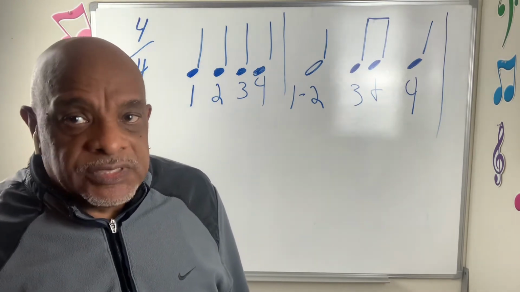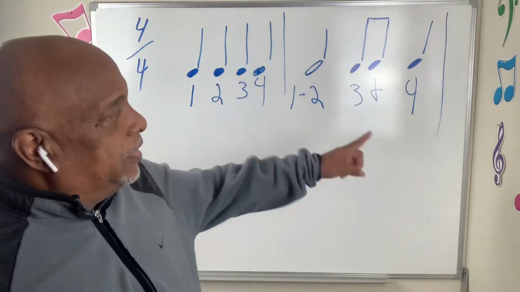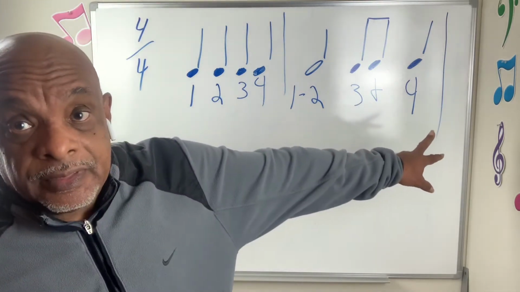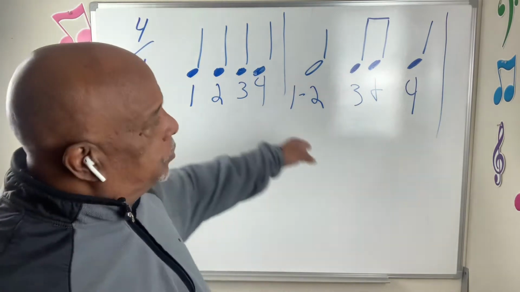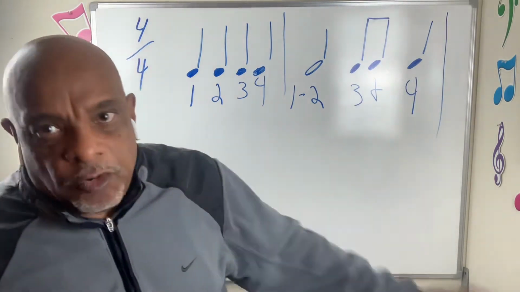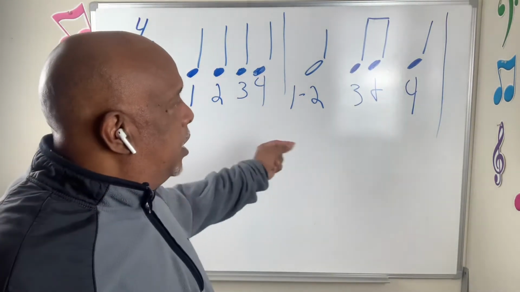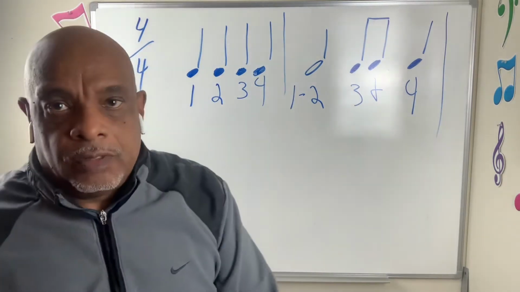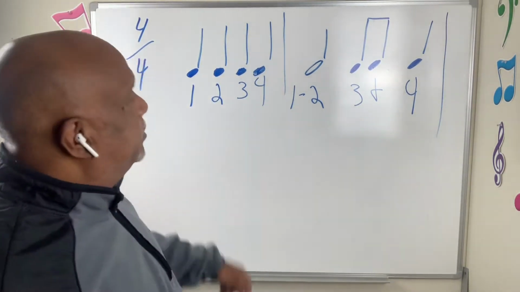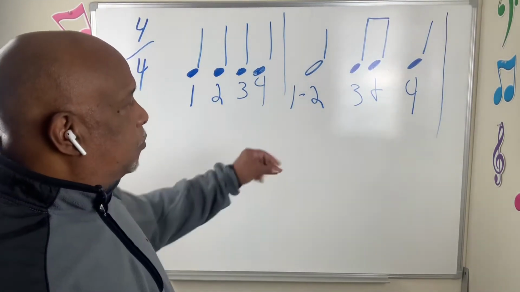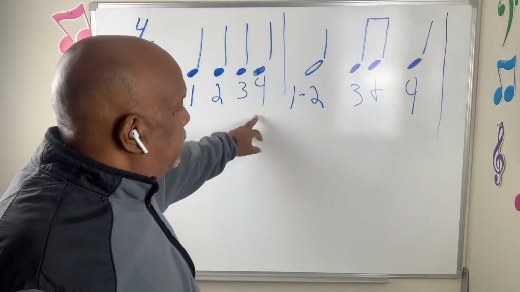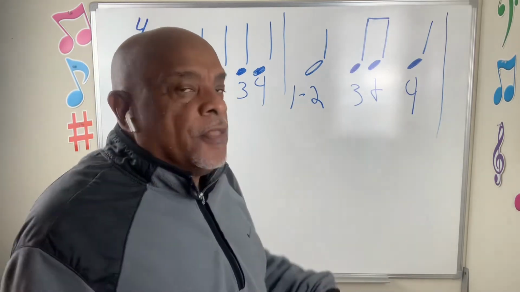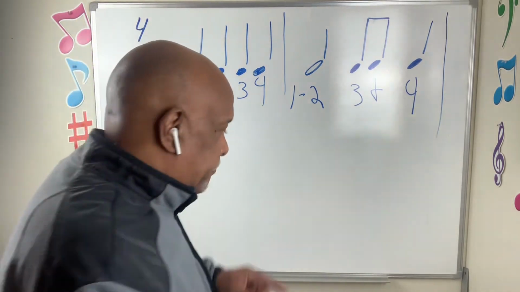Nobody's perfect. Mistakes happen. So in this particular case, I had too many beats. So I had to eliminate a quarter note in order to make sure that I had 4 beats in that measure. So that's 1, 2, 3, and 4. That first measure is 1, 2, 3. Second measure, 1, 2, 3, and 4. Okay? All right, let's move on.